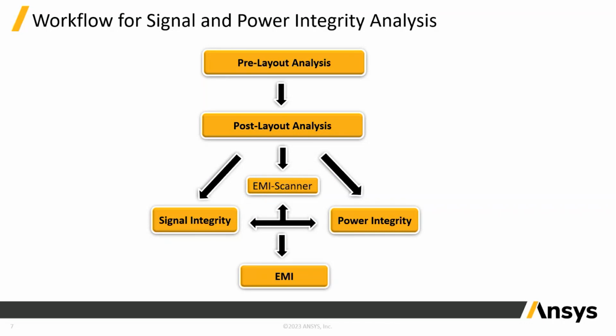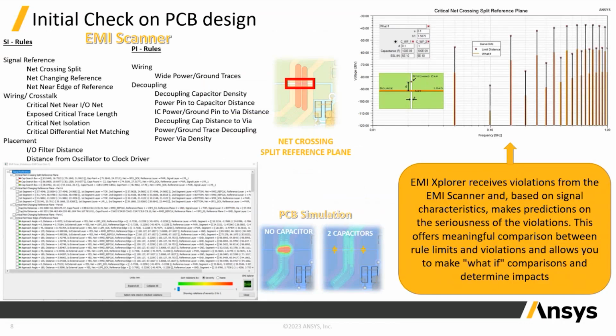So let's see what we can do in this particular EMI scanner. There are certain rules we check for signal integrity, power integrity, and EMI/EMC, like net crossing, split ground, and net changing the reference. Let's say you have a big PCB where all these kinds of violations exist. It will list out all the violations, and the moment you click one, it automatically shows you where the violation is.